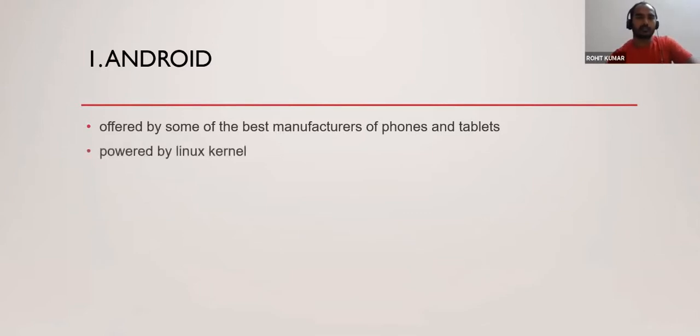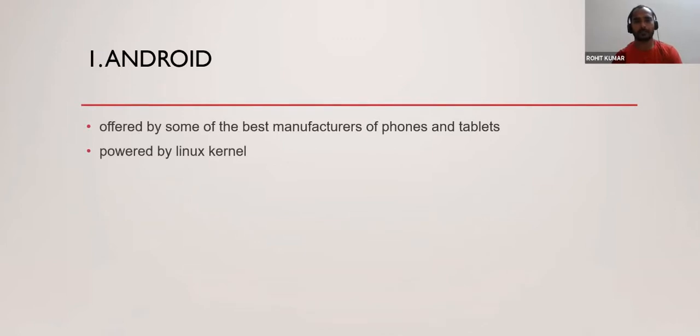With this Android operating system, what is the major advantage? First, it is open source. Secondly, it is free code that allows people to make modifications so that you can develop your own apps and different versions of the Android operating system. So where does its power come from? This power comes from the Linux kernel.